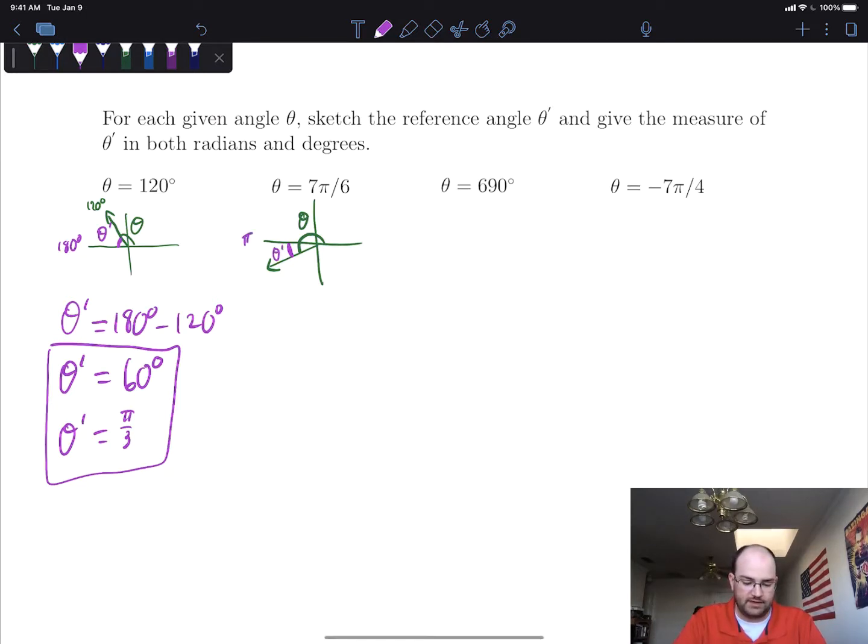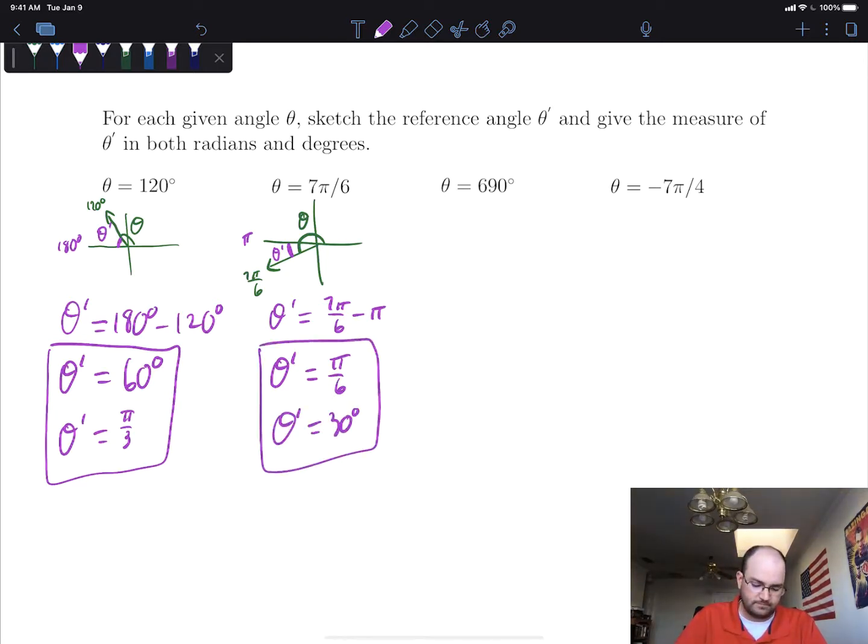Notice that that would be pi, and the angle that we drew there was 7 pi over 6. So that means that theta prime for this one would be 7 pi over 6 minus pi. 7 pi over 6 minus pi is just 7 pi over 6 minus 6 pi over 6. 7 minus 6 would be 1. So theta prime would be pi over 6. And you can convert that. That's going to give you 30 degrees. Good deal.